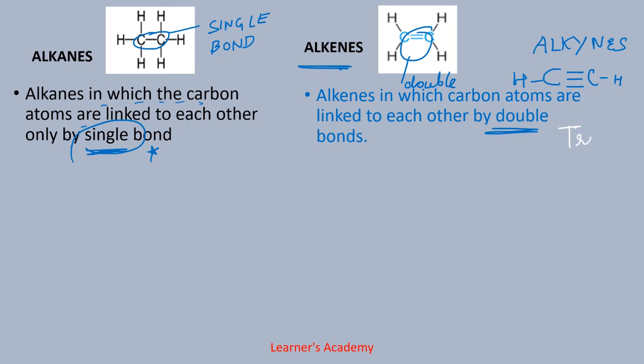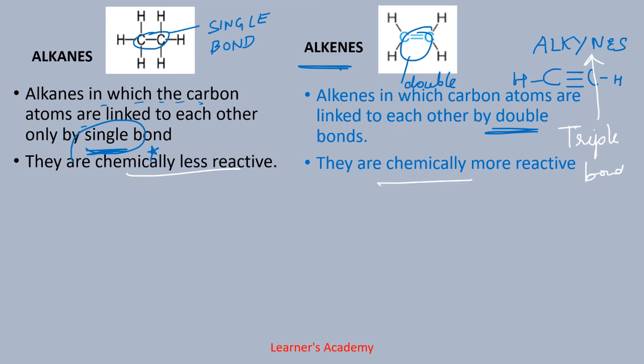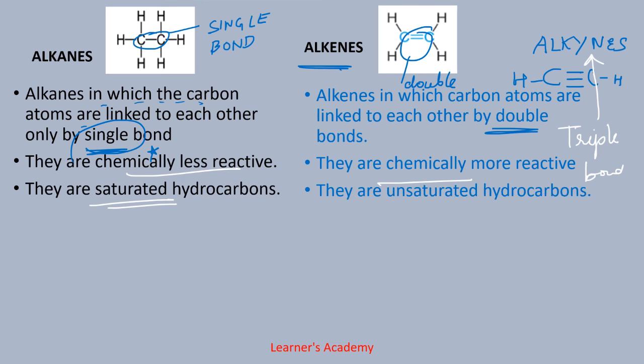That's it. Now, alkanes are chemically less reactive. Alkenes are chemically more reactive. Even alkynes are chemically more reactive. Alkanes are called saturated hydrocarbons. Alkenes are called unsaturated hydrocarbons. Even alkynes are unsaturated hydrocarbons.